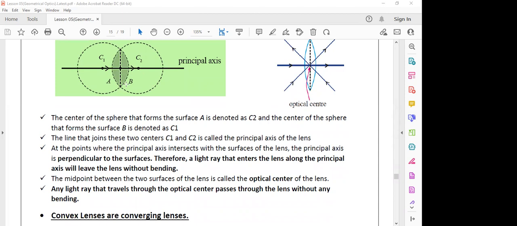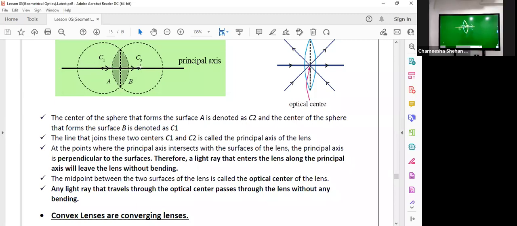The line that joins these two centers, C1 and C2, is called the principal axis of the lens. So this is what I was talking to you about. This is the principal axis, okay? It is perpendicular to both of these curved surfaces. So light rays traveling along this principal axis would experience no refraction, but travel directly through.